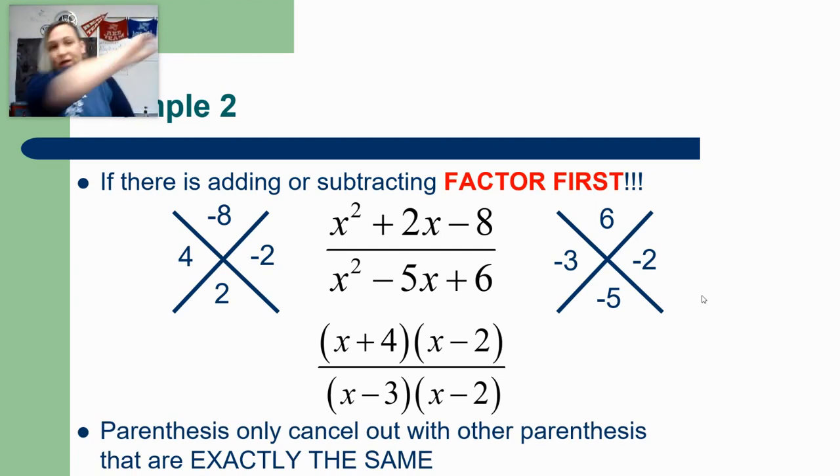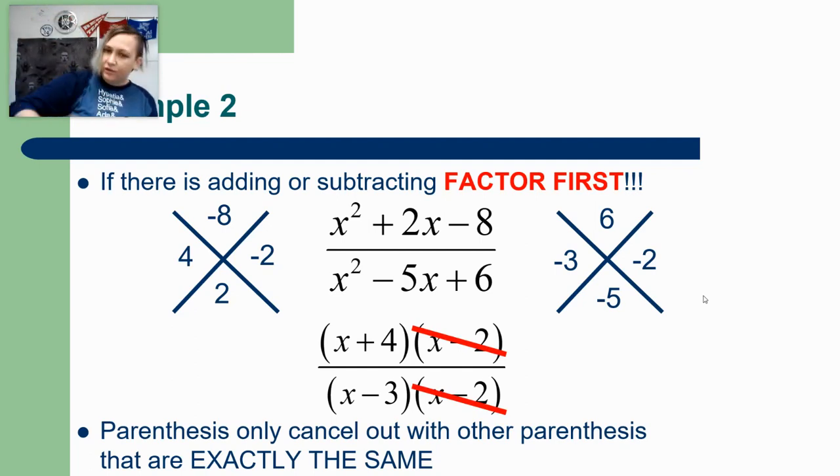We're canceling out the x minus 2 with the x minus 2. Please notice I slashed all the way through the parentheses. I didn't cross off the x's and then cross off the 2's. It's not how it works. It's all or nothing. You cross off the whole parentheses or you don't cross it off at all, which is why we're not allowed to cross off the x's from my other parentheses. So it's the whole thing or none of it.